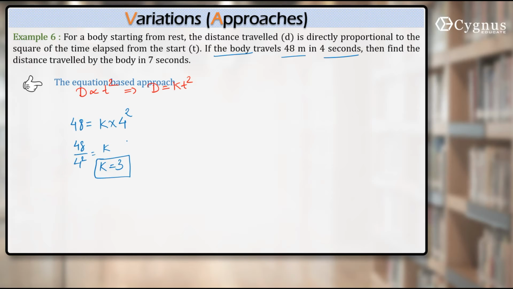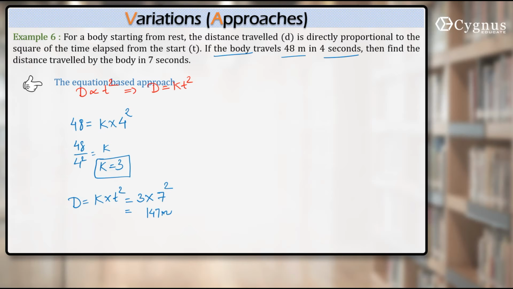Now, what's the next part of the question? Find the distance traveled. We know that distance is equal to how much? K into t square. K, we know the value. That is 3. What's the time given? 7. So t becomes 7. 7 square is 49. 49 into 3 is how much? 147. So this would be the distance traveled by the body in 7 seconds. This is called the equation based approach.